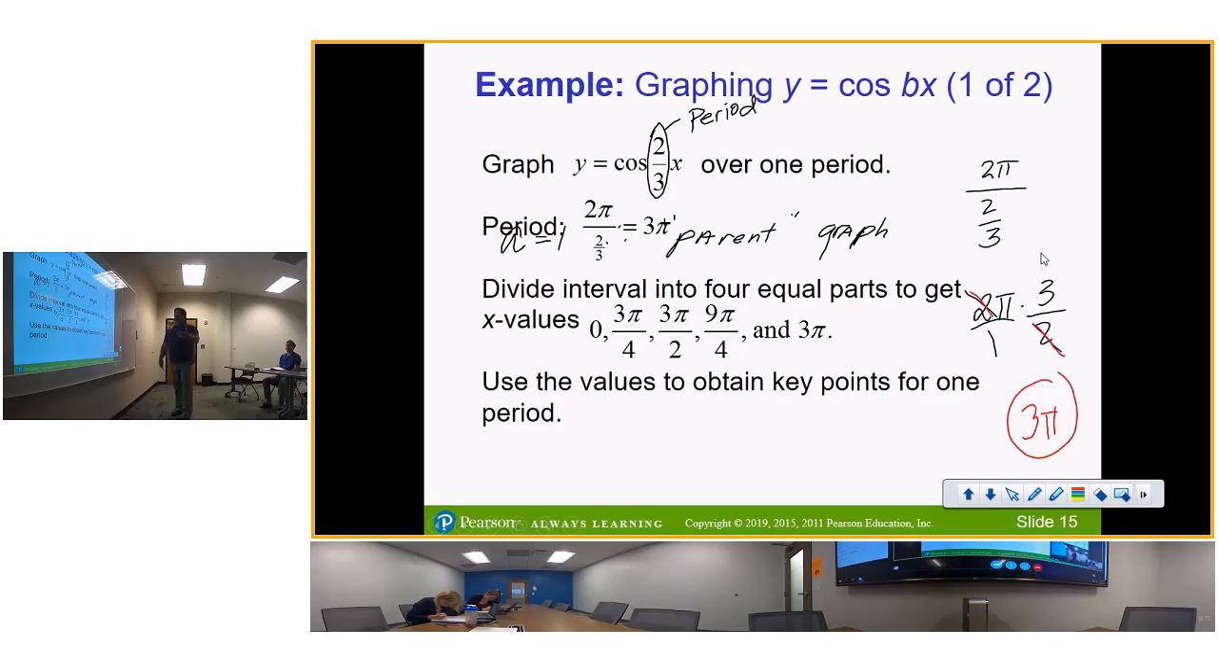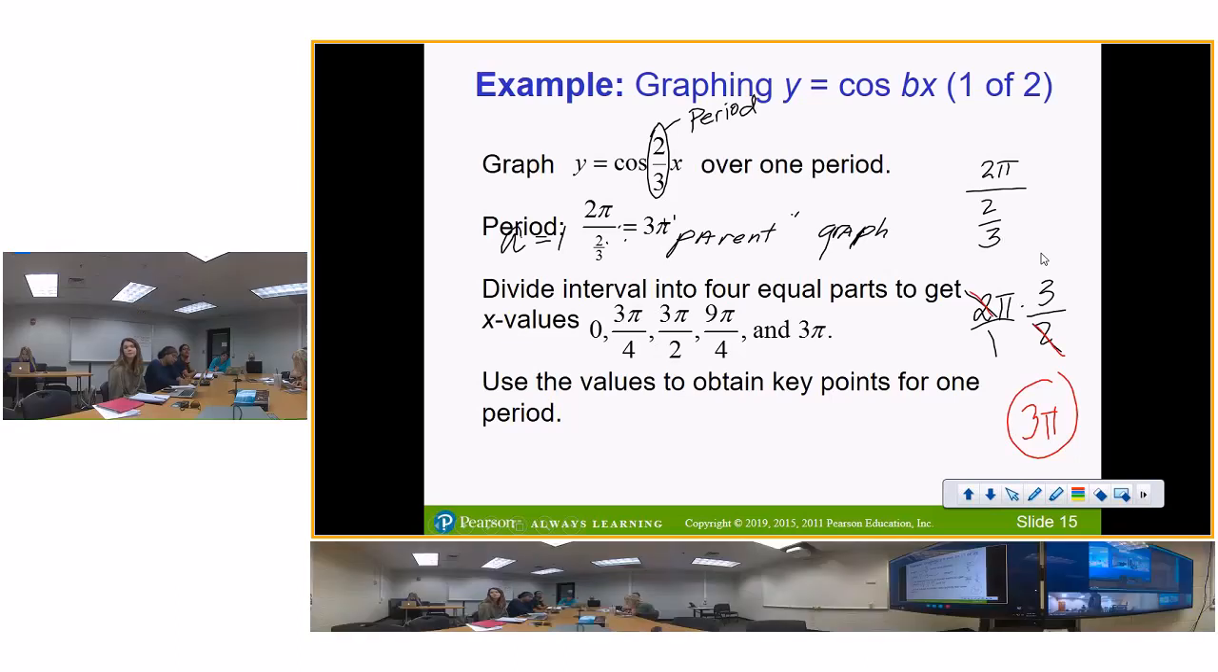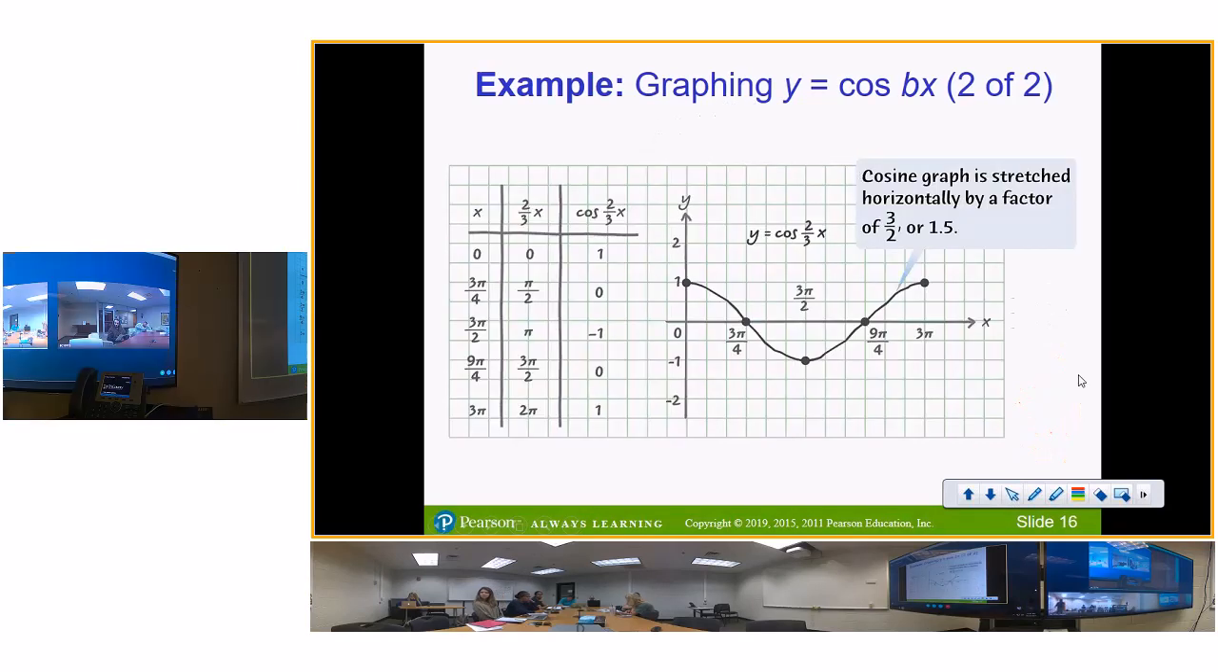And this is how you do it. Now how do you do that? You just divide 3 pi by 4, and that's what you get. 3 pi by 4, and then you divide that by 4, divide that by 4, divide that by 4, and you get those 4. Okay? And there it is.